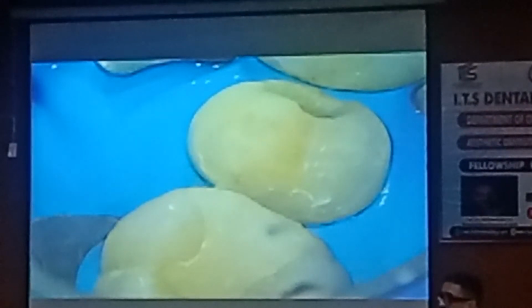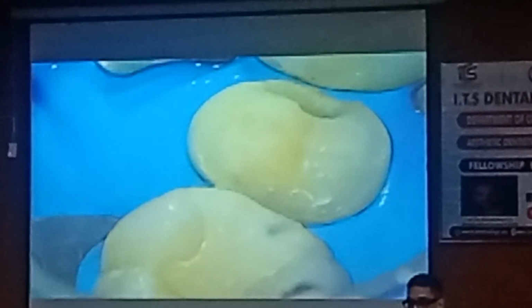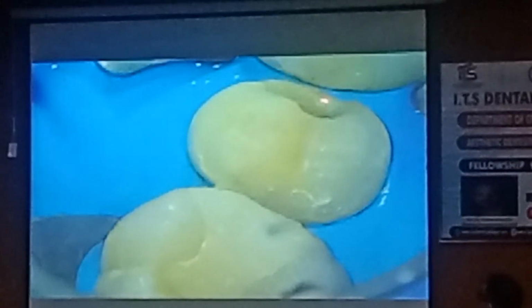This margin is always maintained at the height of contour. Don't take it below the height of contour. And this margin, try to keep it at the level of contact or above. This is not under your control; this is under the control of the caries. So if it goes down, let it go. It's not a problem. But when you come on the palatal surface, keep it as high above the level of your height of contour.